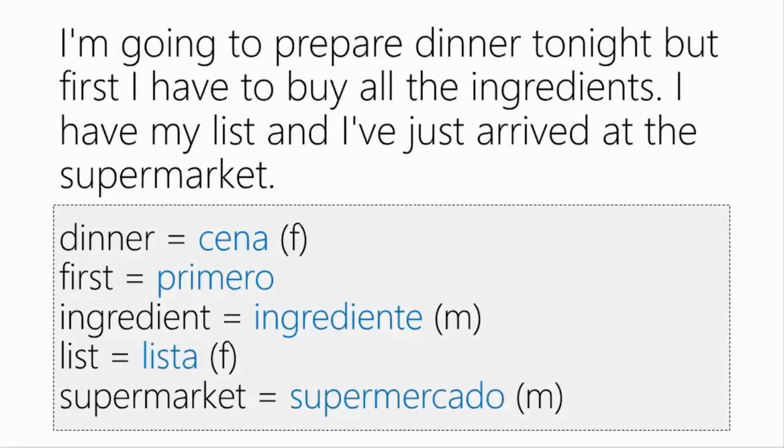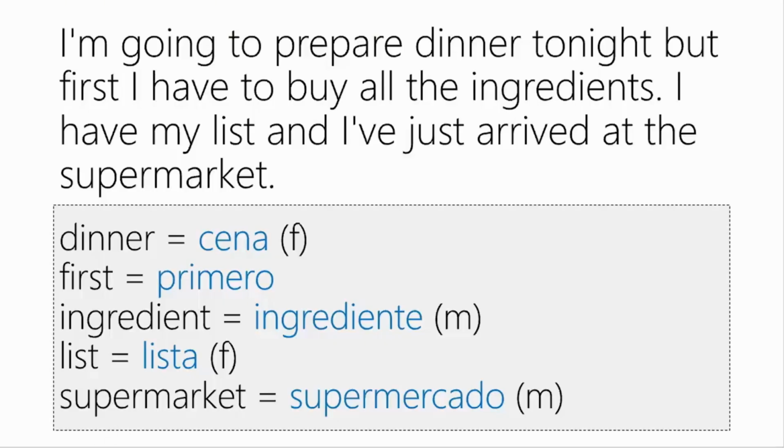Dinner in Spanish is cena, and it's a feminine word, so we have la cena. The word for first is primero. Ingredient, as you can see, is very close. It's ingrediente. It's just a change in pronunciation, really. This is a masculine word, so the ingredient, el ingrediente. Then list is lista. It's a feminine word, la lista.